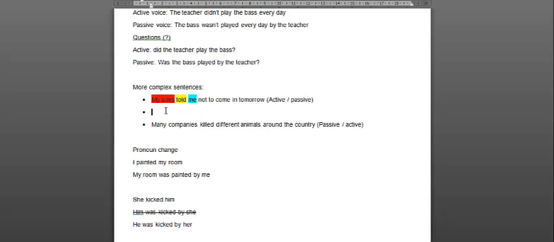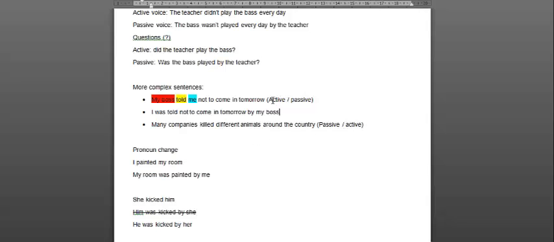So if we transform that, first the object, in this case the object is me, and we don't say me was told. No, we say I was told, because told is in past, so it is the past participle of tell, which is tell, told, right? I was told not to come in tomorrow, and by my boss, right?